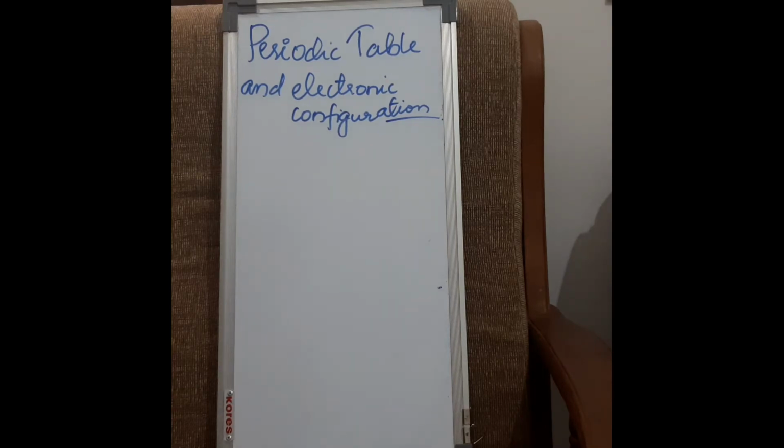Today we are going to learn chemistry. In last class we have learned how to write electronic configuration. And in this class we are going to learn how to write subshell electronic configuration in a short form and a little more things.